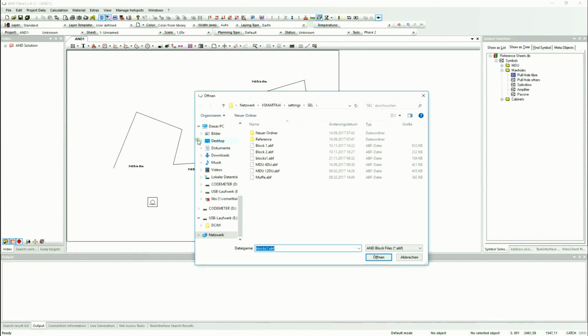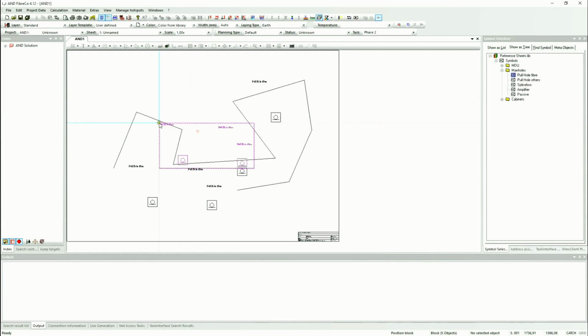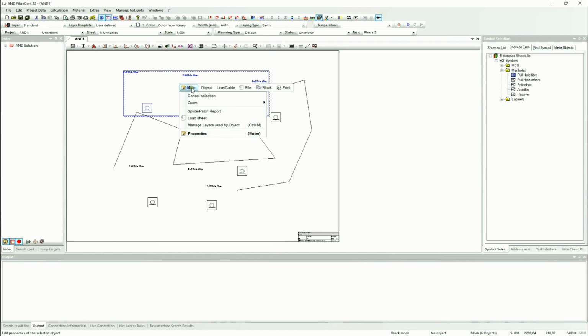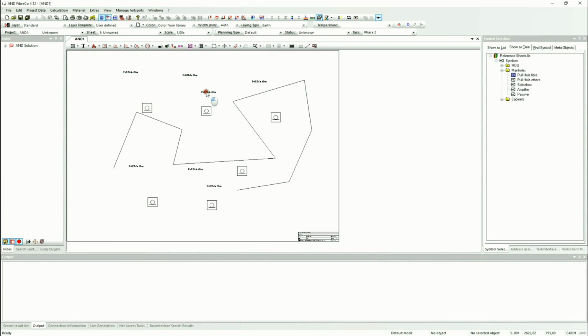or load the block again. Another possibility is to lock the objects, and now they cannot be touched anymore, and we can unlock objects like this.